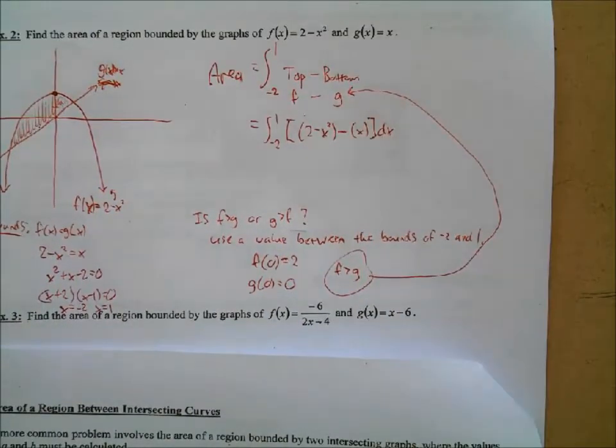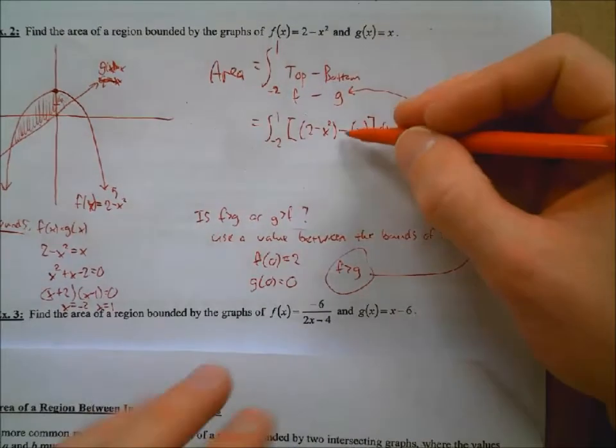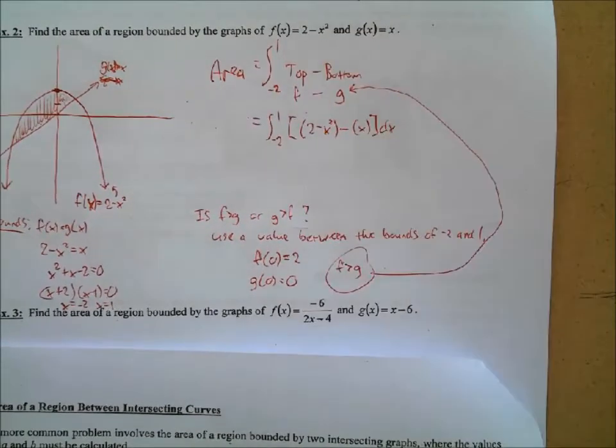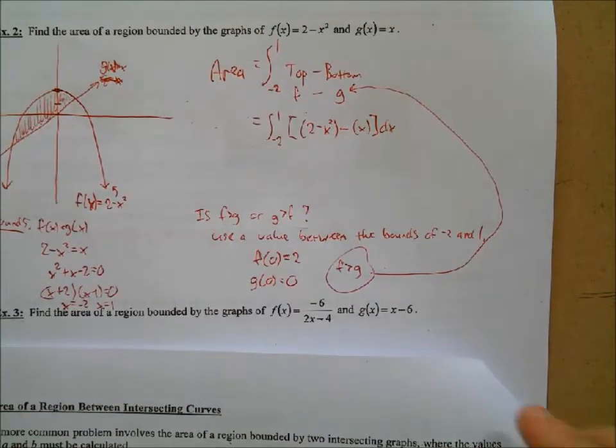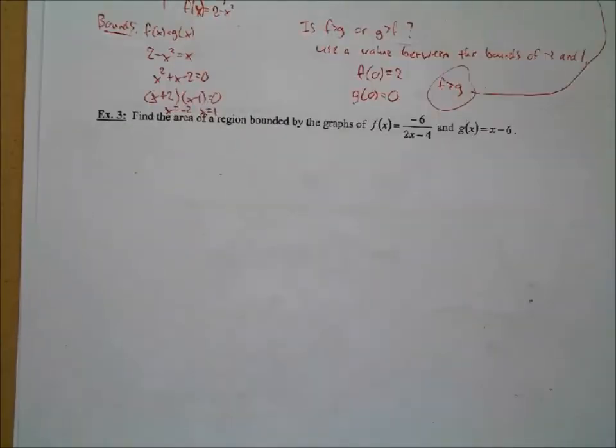I am not going to do the actual integral here because it's pretty straightforward. You could make this 2 minus x squared minus x, then just integrate this and of course evaluate from negative 2 to 1. I think we're okay with that. So just in the interest of time, I'm not going to actually solve that out because it's pretty straightforward. Hopefully you guys are feeling okay about that too.